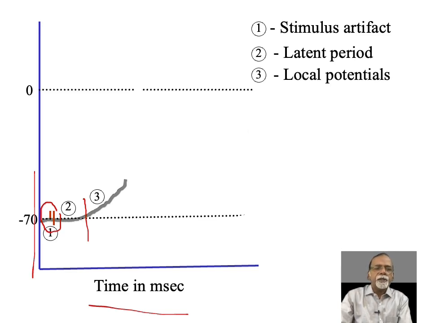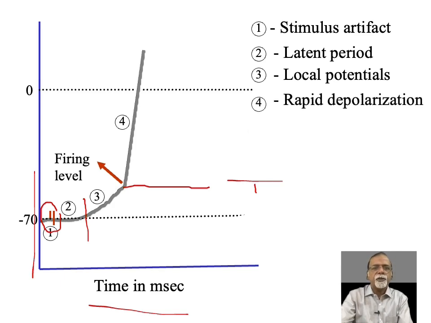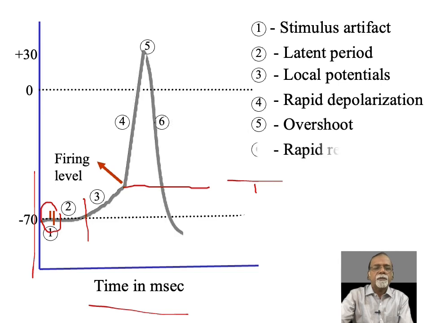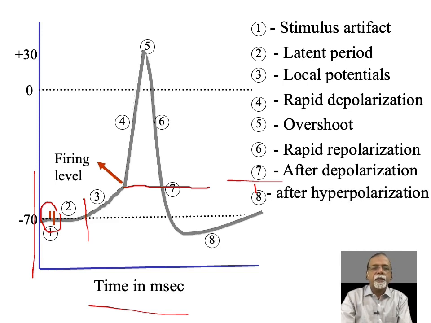Then you get a transitory change in the membrane potential, which is a graded potential or a local potential. It has not reached the firing level. Once it reaches the firing level, that is the threshold potential, an action potential is generated. The action potential wave is due to rapid depolarization. Then it overshoots and comes down. The rapid repolarization wave is due to the opening of the potassium channels. Then there is an after-depolarization, and the membrane gets hyperpolarized because the potassium channels remain open for some more time.